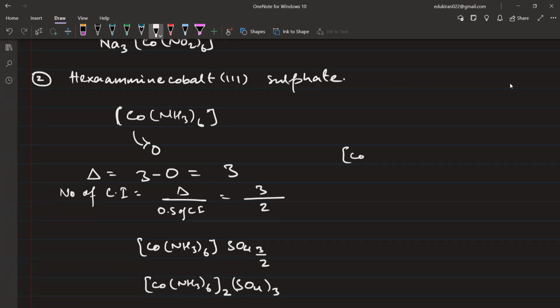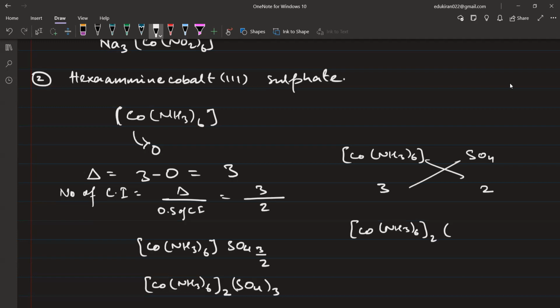You had this cobalt NH3 whole 6. This had 3 here, so this was valency 3. SO4's valency was 2. Cross multiply: cobalt NH3 whole 6 twice, SO4 thrice. Please copy this down.